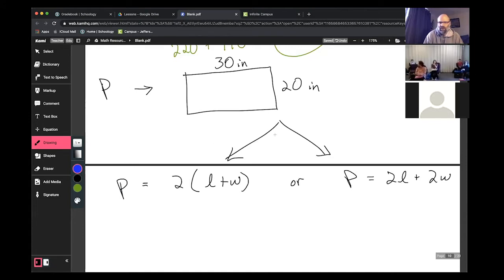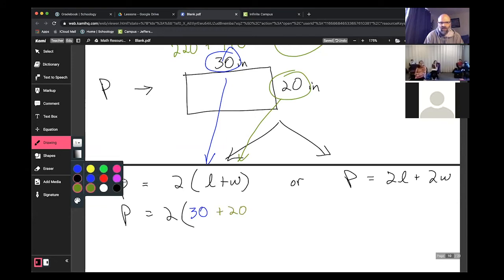Okay, so hopefully you guys are done. So all I'm gonna do is plug in my length right there. That's the 30. And I'm gonna plug in my width right there and see what I get. So I get P equals 2 times 30 plus 20. All right, well, that's nice. 30 plus 20 is just 50. Then 2 times 50 is just 100. Okay, and it's in inches, so 100 inches.